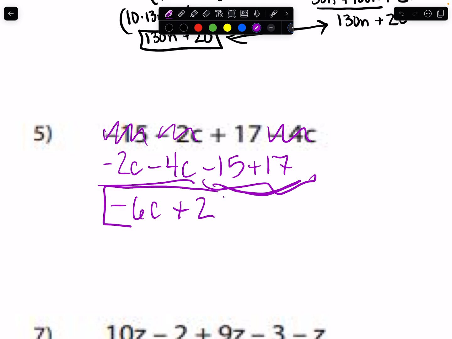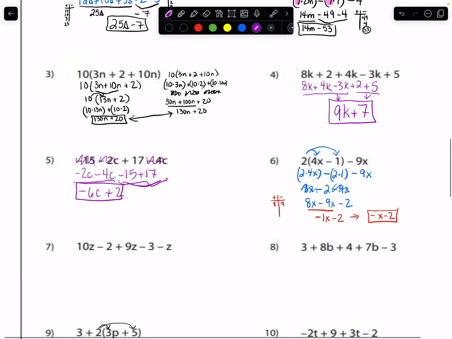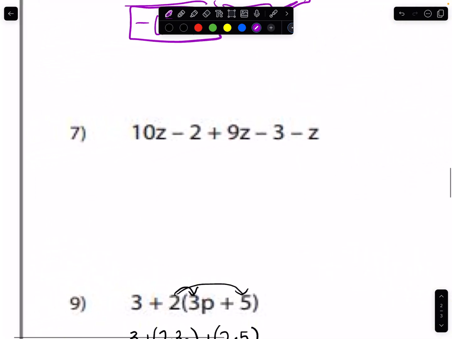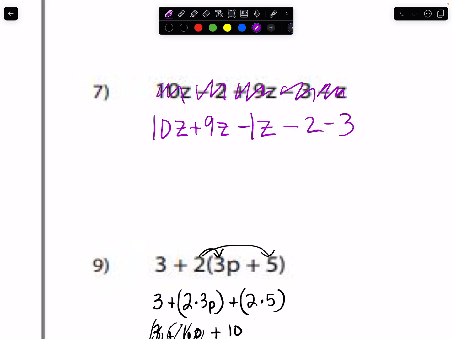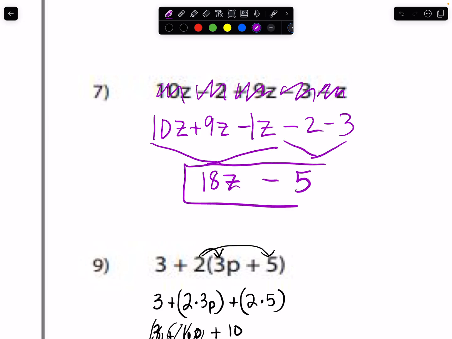Making sure I'm getting this to match what I had before. Okay, what's the other problem? I've got to do this one down here. So I'm going to rewrite it. 10z plus 9z. Notice I'm putting a line through the z's so I can tell the difference between that and 2. Minus, that's a 1z. And then minus 2, minus 3. Combine all of these, you get 18z. Combine these, you get minus 5. There's the final answer to that one.